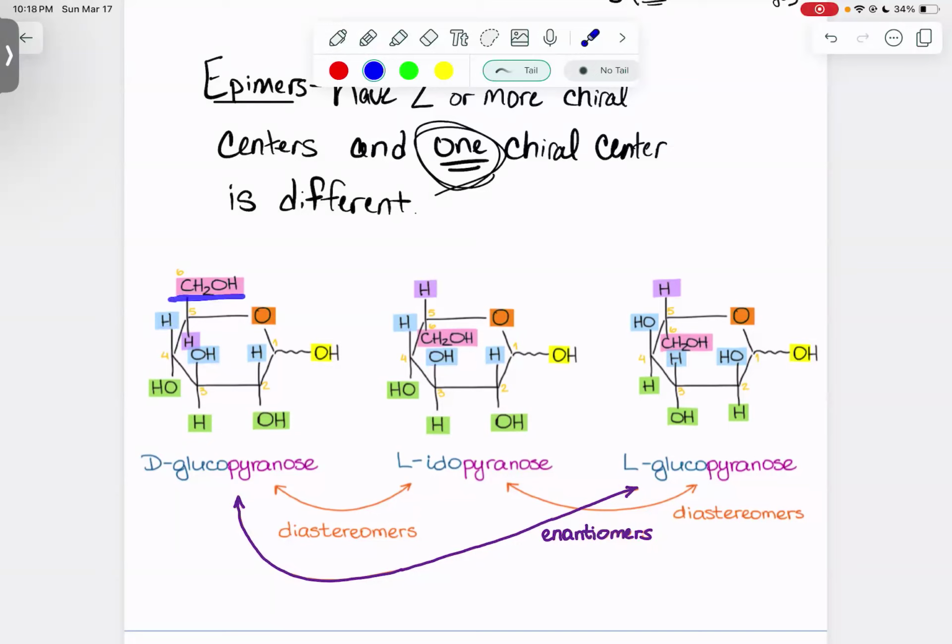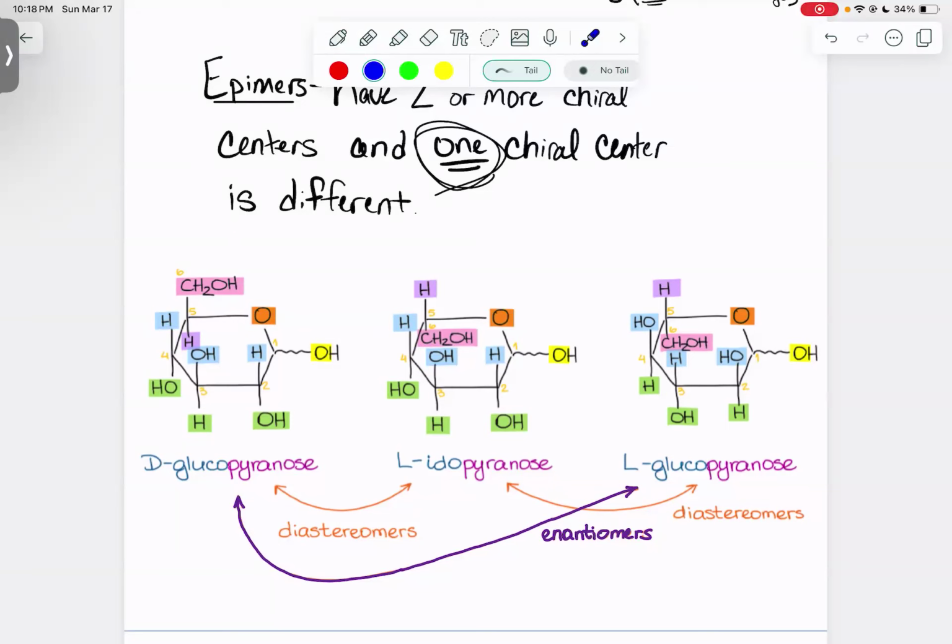Oh, when we get to carbon 6, now we have it swapped. So this is our way to see that we have a diastereomer. It's not an enantiomer, it's a diastereomer because I have that one chiral center that's swapped. It's not all of them, it's just one.